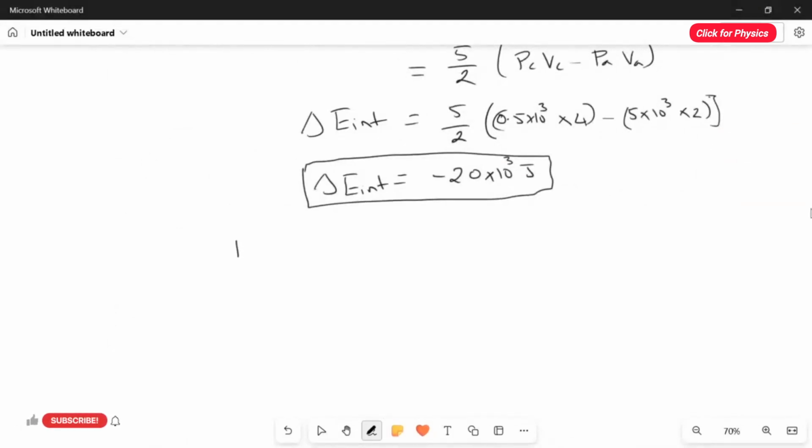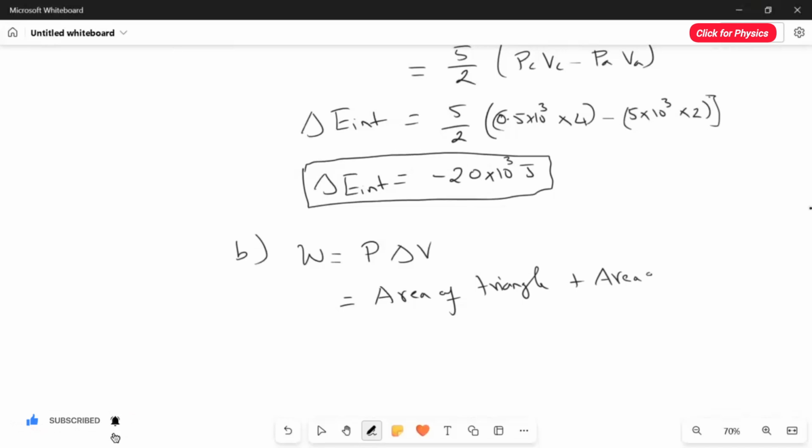For part B, we are going to find the work done. So work done is equal to pressure multiplied by change in volume. And here the area under the curve from point A to C is the area of the triangle plus the area of the rectangle. As we know, the formula for the area of the triangle is half multiplied by base multiplied by height, plus length multiplied by width for the area of the rectangle.